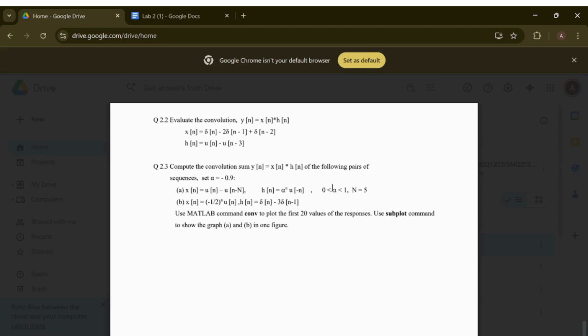For part A, Sn is a rectangular pulse equal to 1 from n equals 0 to n minus 1, where n equals 5. Hn is a to the power n multiplied by u of negative n, which means Hn only exists for n less than or equal to 0. For part B, Sn is negative 1/2 raised to the power n multiplied by the unit step un. Hn is a delta function minus 3 times a shifted delta function at n equals 1. Now we go to the MATLAB code.